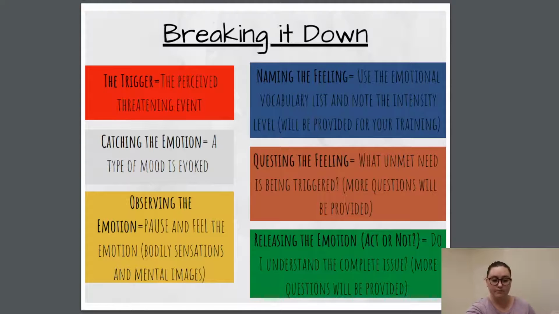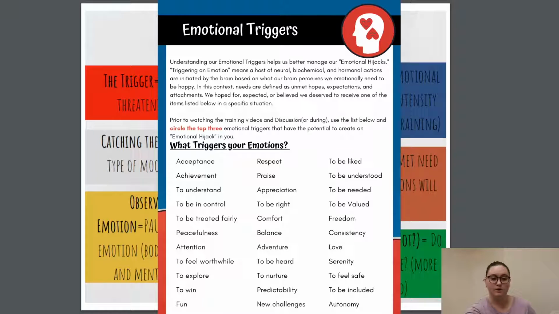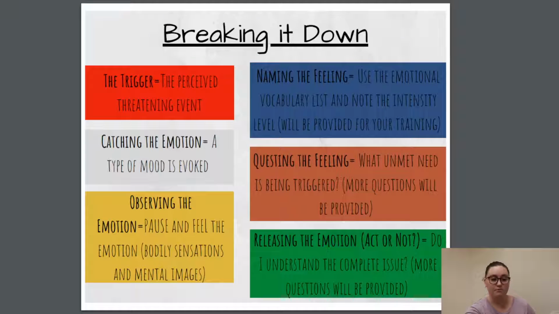So why don't we break it down a bit? The trigger is the first step in the E-Core model, and it is going to be the perceived threatening event. The second step is catching the emotion. So what type of mood is evoked? Third is observing the emotion. So this is when you're going to pause and feel the emotion. And things like palms sweating, body aches, clenching of the jaw, those types of things are going to be evoked.